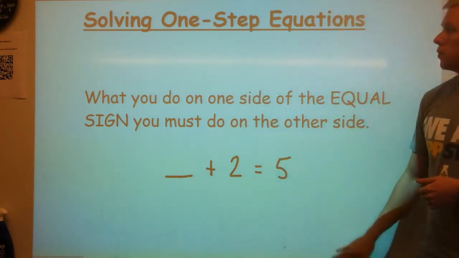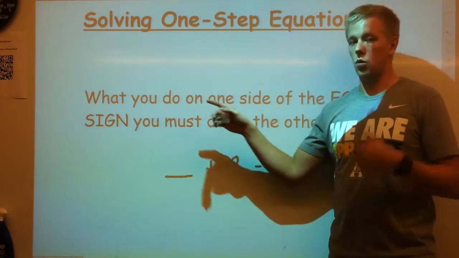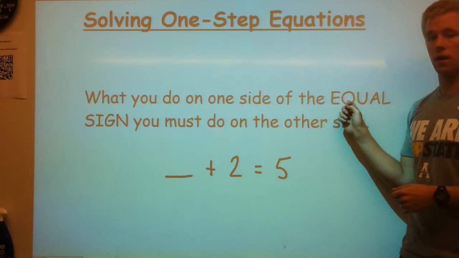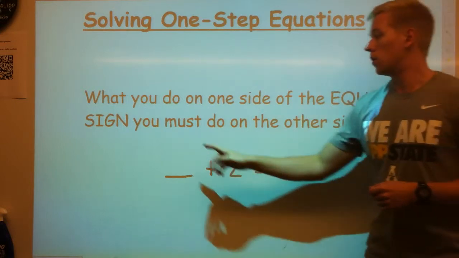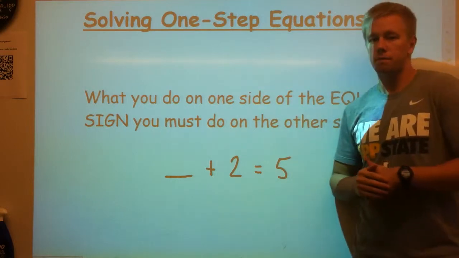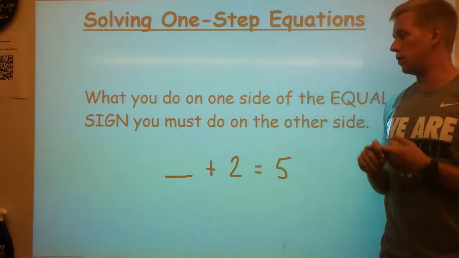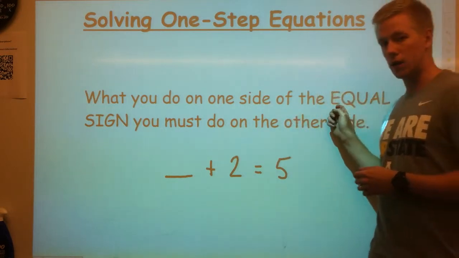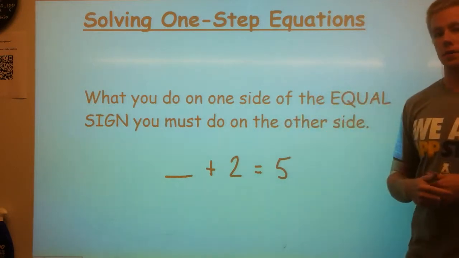When solving one-step equations, the one thing that you always need to remember is that what you do on one side of the equal sign, you must do on the other side. Okay? That's the one rule that if you don't remember anything else from this video, you need to remember that. What you do on one side of the equal sign, you must do on the other side of that equal sign.